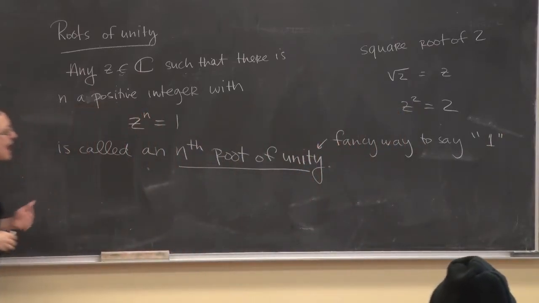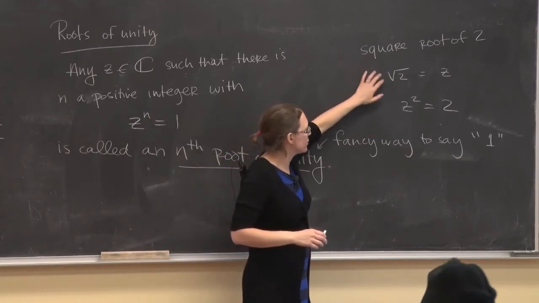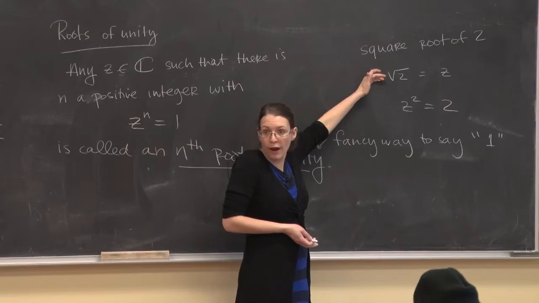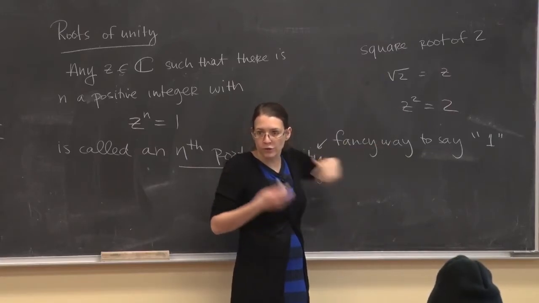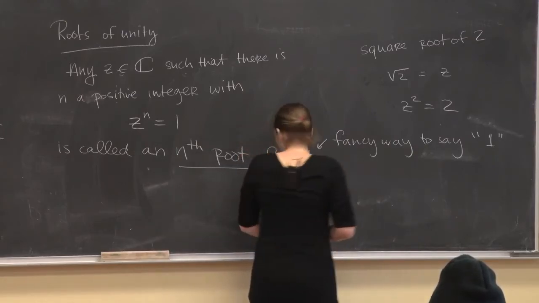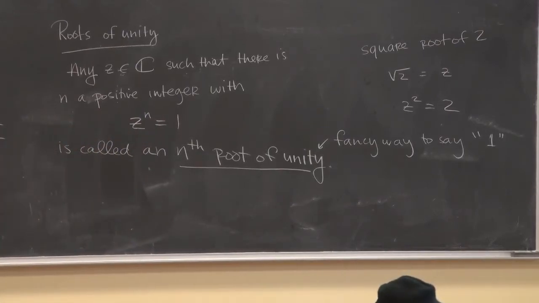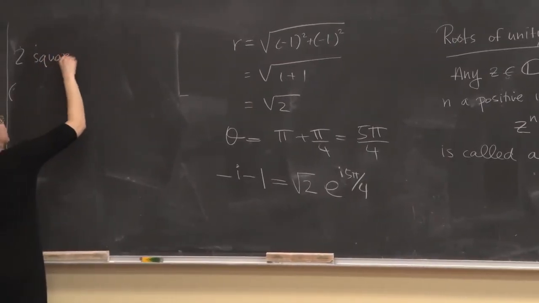And if you think from calculus or wherever you last saw this, there's 2 square roots of 2. Square root of 2 is not the only number that when I square it, I get 2. There's 2 of them. Minus square root of 2 is another square root of 2. Okay, so there are 2 square roots of 2.